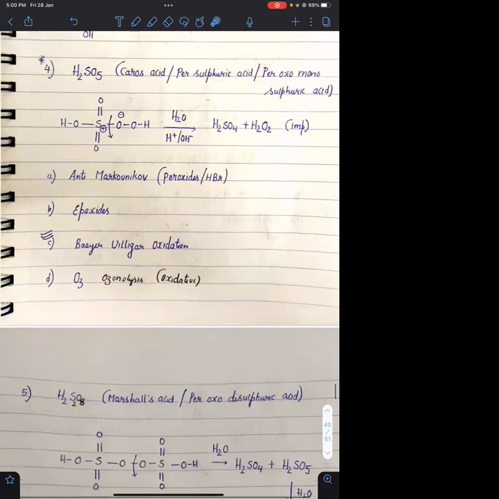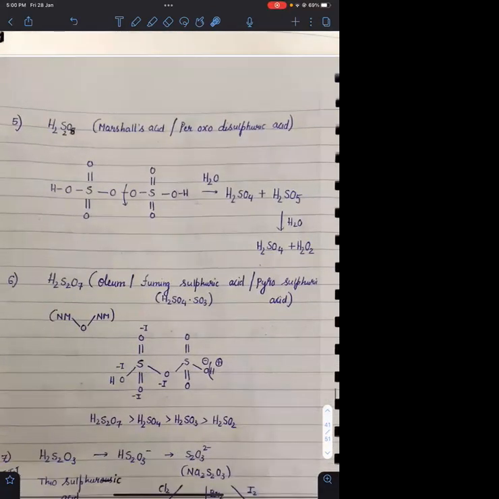Okay. Next, Marshall's acid, which is peroxodisulfuric acid. मतलब दो सल्फ्यूरिक एसिड मॉलिक्यूल्स के बीच में आपको एक पेरोक्सी लिंकेज लगाना है. Okay, so this is also a peroxy acid. Whenever this is dissolved in water, it converts into H2SO4 and H2SO5, which on further dissolution in water converts into H2O2. Is that clear? Everyone?